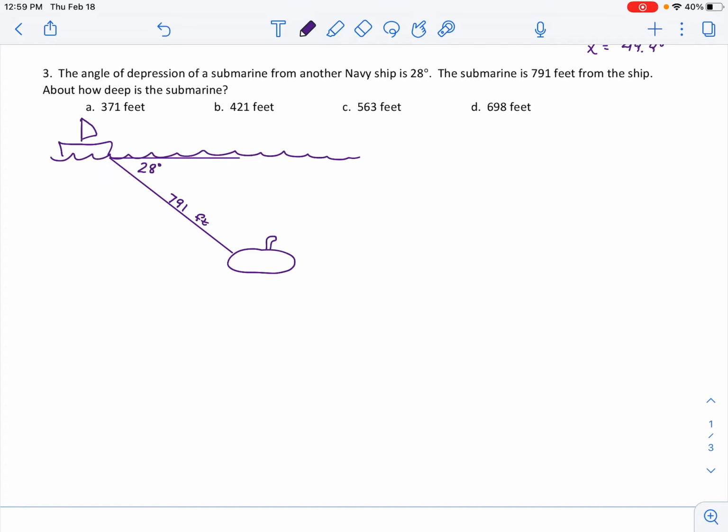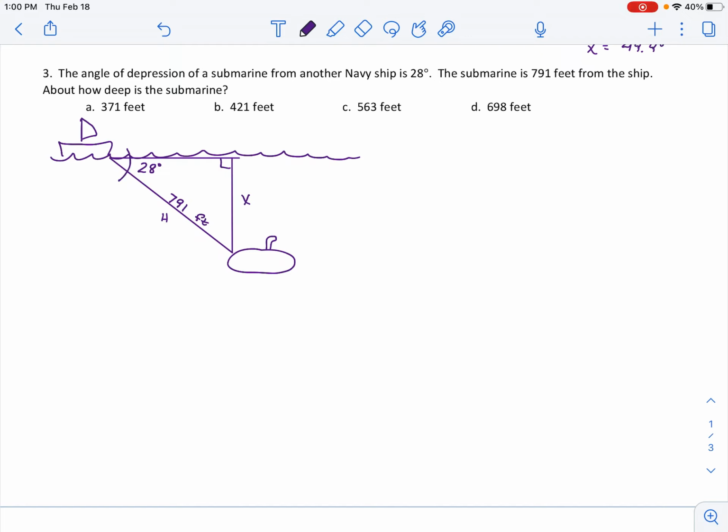But I do need to consider some type of right triangle, especially because it wants to know how deep is the submarine. So I'm actually going to just draw my right triangle over here. So I have this vertical depth that I'm going to be finding. So I'm going to call it X. And then I'm going to label. I'm actually using my hypotenuse this time.